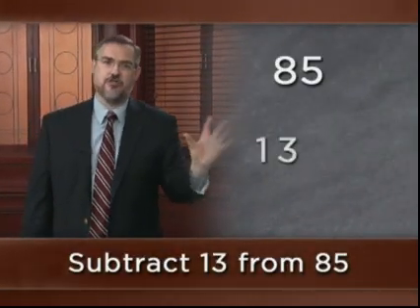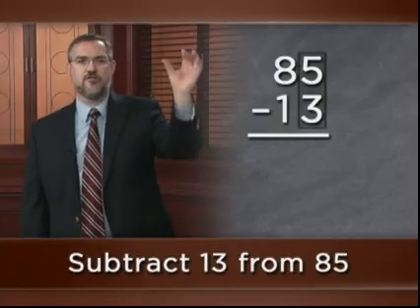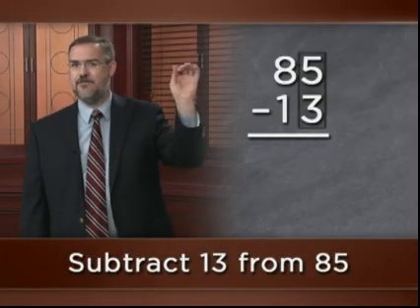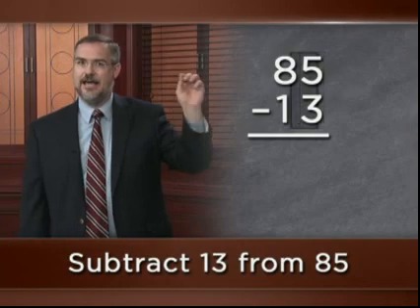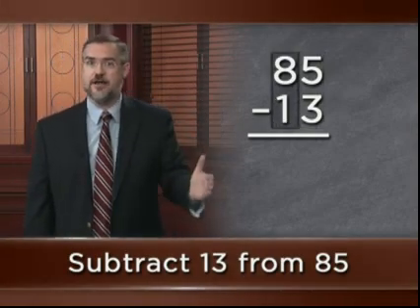Now, once we figured out the problem, just like with addition, the first thing we want to do is to write the problem vertically. So we're going to write these two numbers, 85 on top, minus the 13 on the bottom. And just as with addition, it is extremely important that we line up those corresponding digits. So the 5 needs to be above the 3, and the 8 needs to be above the 1. That's because we're lining up the 1's digits together, and we're lining up the 10's digits together.